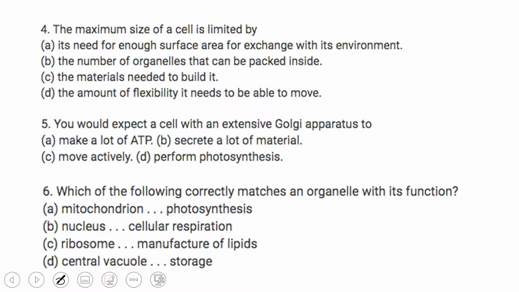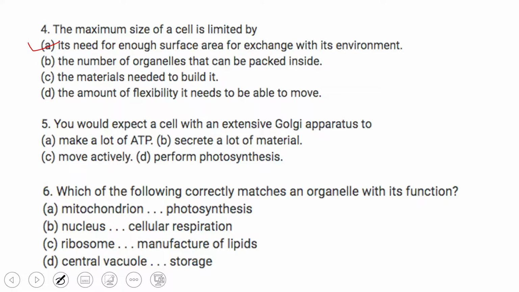The maximum size of a cell is limited by. Which factor limits the maximum size of a cell? Its need for enough surface area for exchange with its environment, the number of organelles that can be packed inside, the materials needed to build it, or the amount of flexibility it needs to be able to move. What do you think is the answer? So the answer is option A, its need for enough surface area for exchange with its environment.